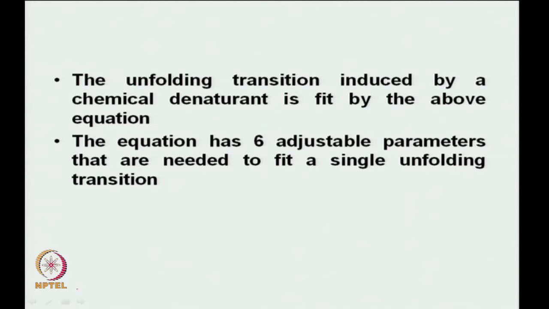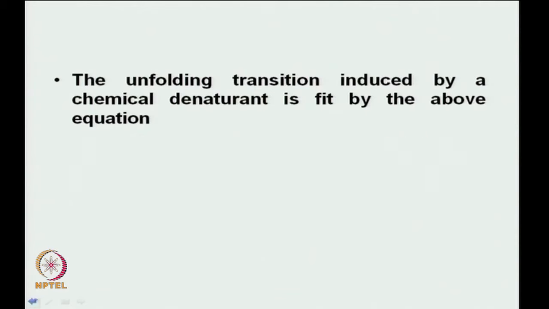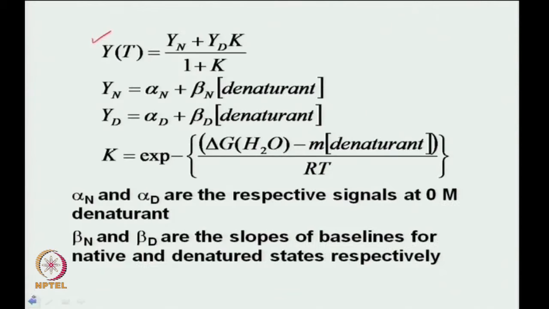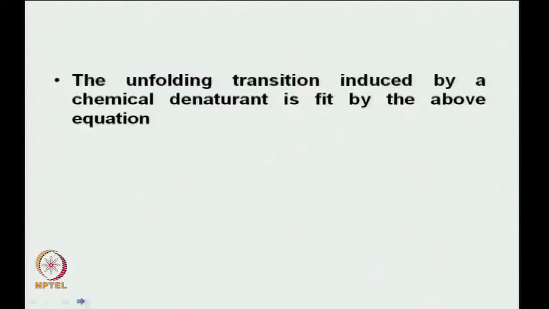You will see there are 4 which come from alpha, beta, and then there are 2 in the equation itself. What are the other 2? You can see here, one is the delta G H2O and the other one is m. Essentially that is what you are doing, everything else is a constant for you, T is a constant, R is a constant. Okay. So, there are 6 adjustable parameters, and again you do a nonlinear fit to your observed transition.